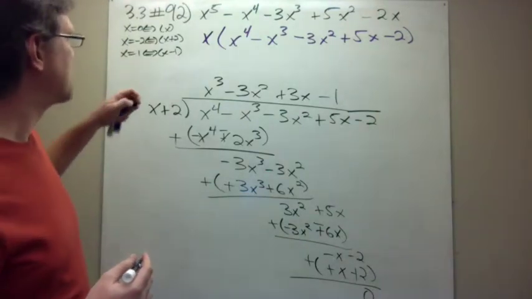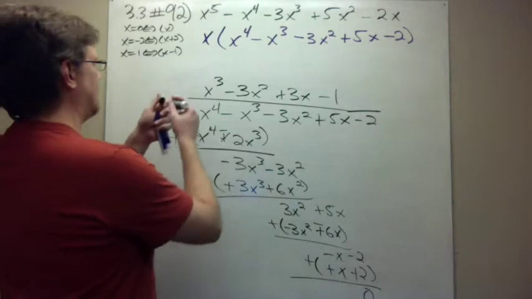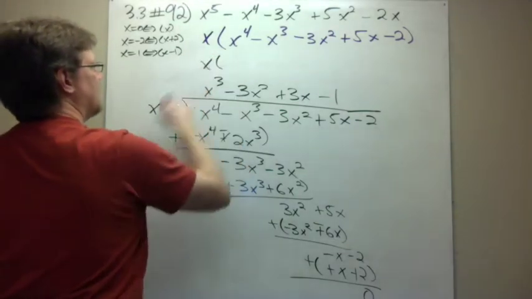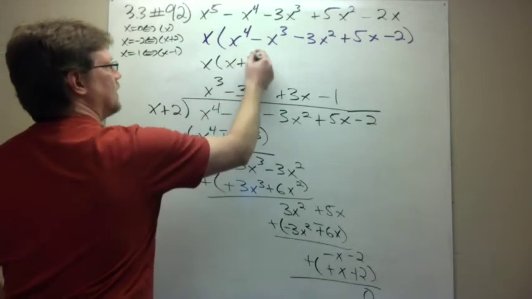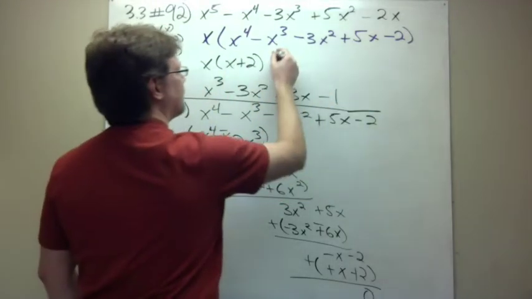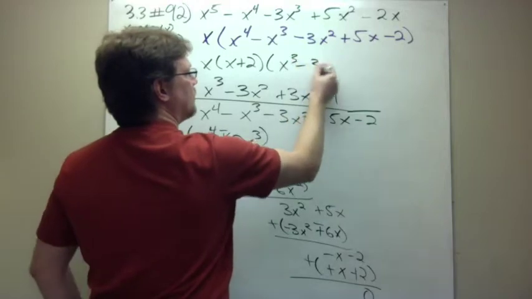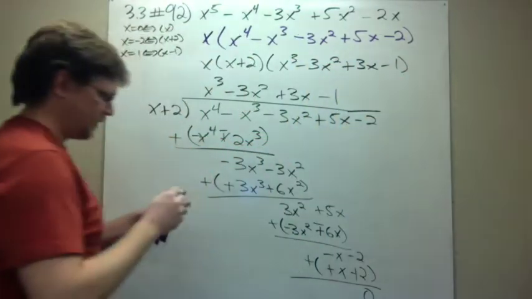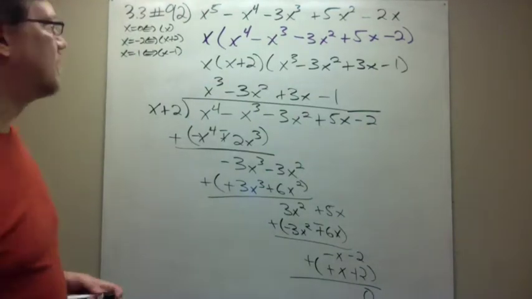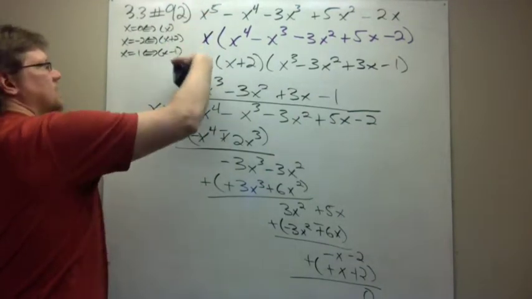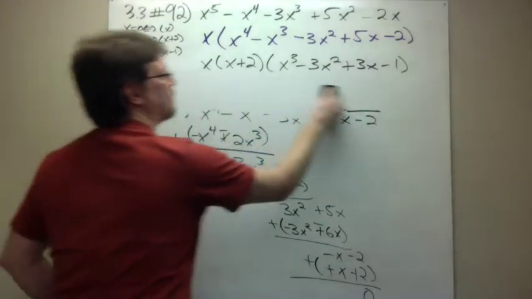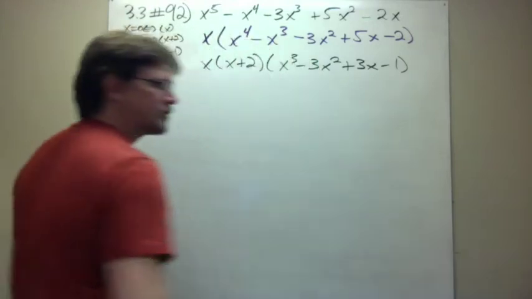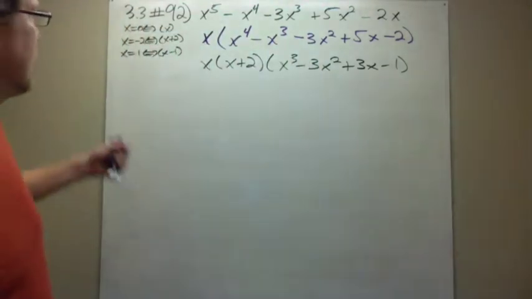So, we can write this now as x times x plus 2 times this cubic: x cubed minus 3x squared plus 3x minus 1. Okay? These statements, this one and this one, are all the same thing. Now I want to look at my other zero.